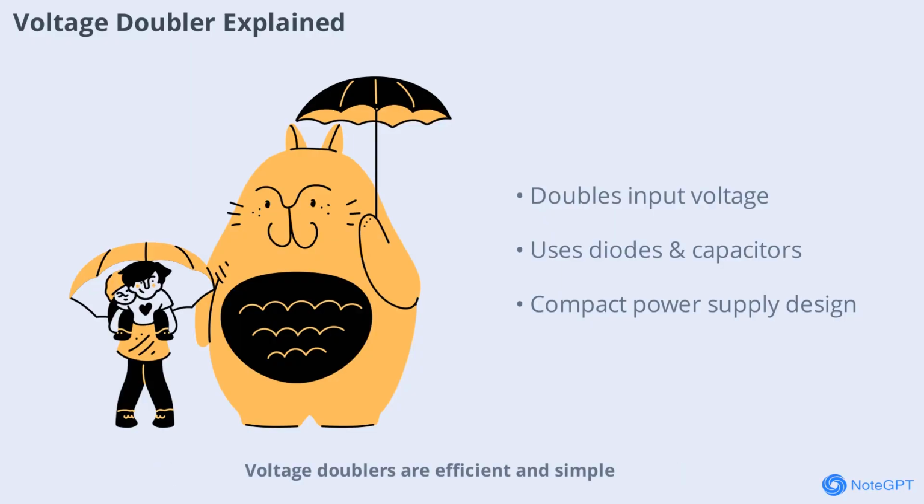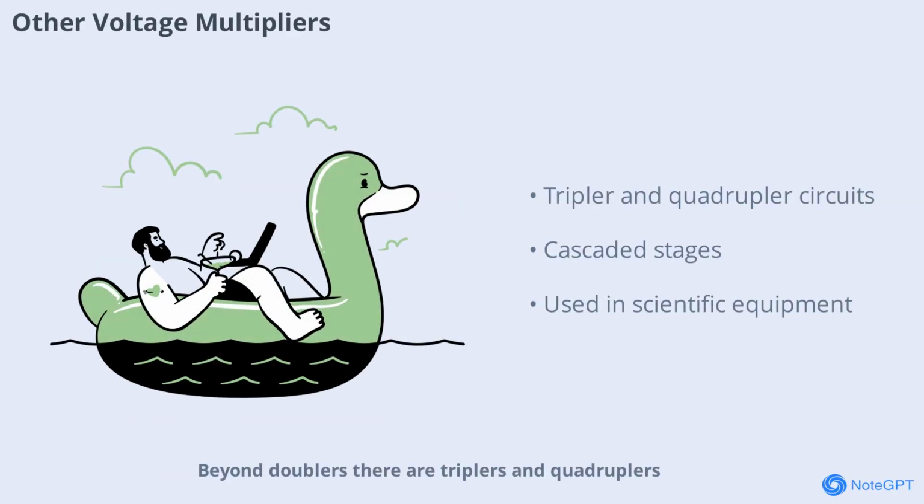Voltage doublers are efficient and simple, making them a practical solution in many electronic designs. Beyond doublers, there are triplers and quadruplers which multiply the input voltage by 3 or 4 times, respectively. These circuits are constructed by cascading multiple stages of diodes and capacitors. They are essential in applications where high voltage is needed but current demand is low, such as in scientific equipment.